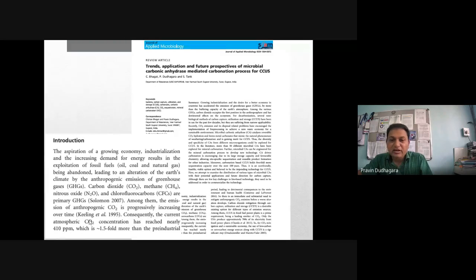For example, consequently, the current atmospheric CO2 concentration has reached nearly blah blah ppm. So that means you have to use the old reference along with some new references, so that mixing of such data gives you a clue that CO2 in the atmosphere has increased 1.5-fold since the pre-industrial era. So this is one example, but the thing is that to use such referencing, to use such a sentence from another published work, you must mention the surname of that particular author. That means you are giving credit to the person whose original work was published.